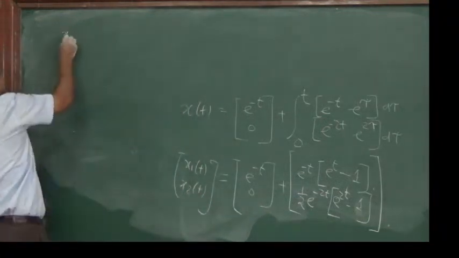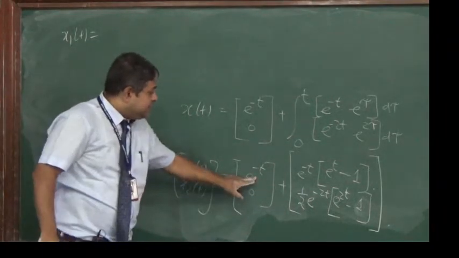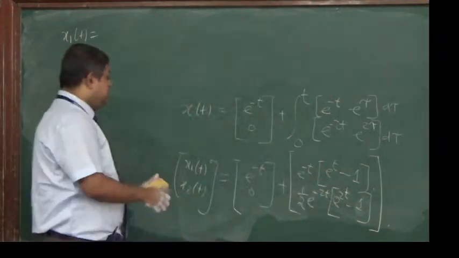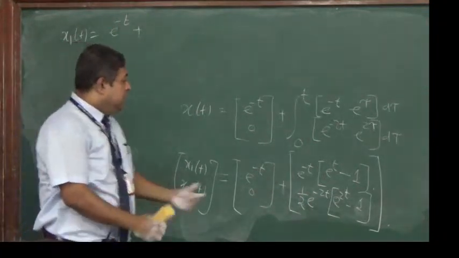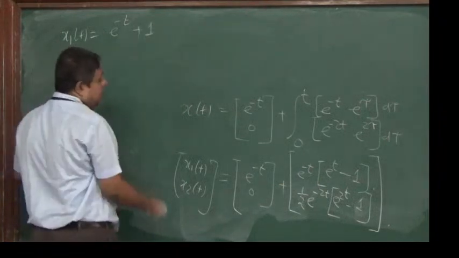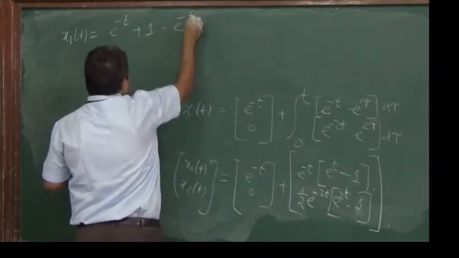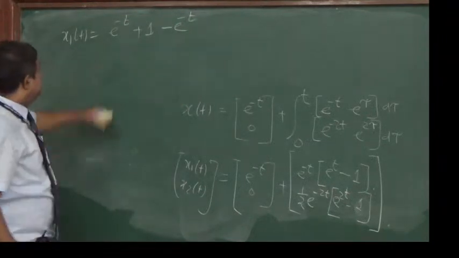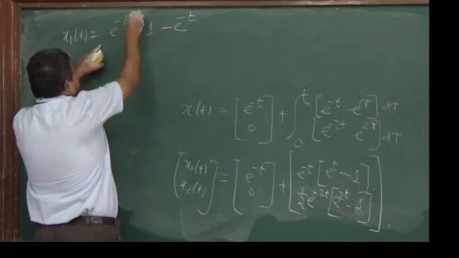Two more lines. Last line, x1(t) is equal to. So what is x1(t)? This plus this. So this is e raised to minus t plus. Okay. If you are multiplying these two, it is 1. So that is plus 1. And if you are multiplying these two, it is minus e raised to minus t like this. And see, e raised to plus t and e raised to minus t, plus and minus t, they get cancelled.